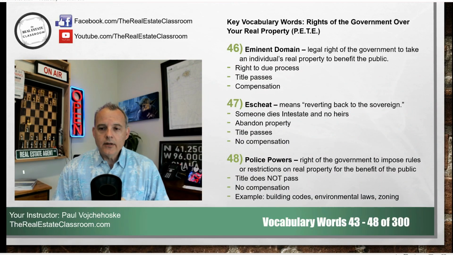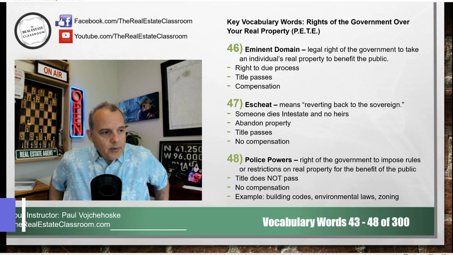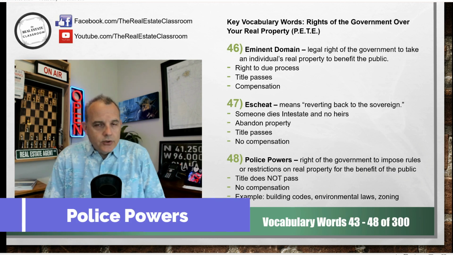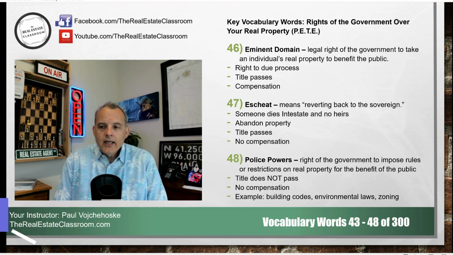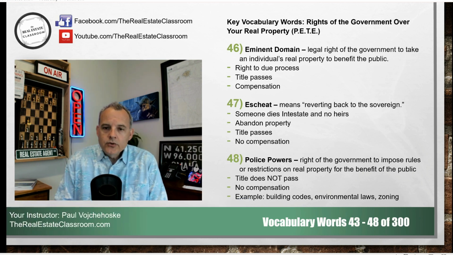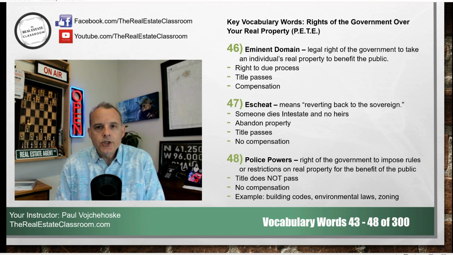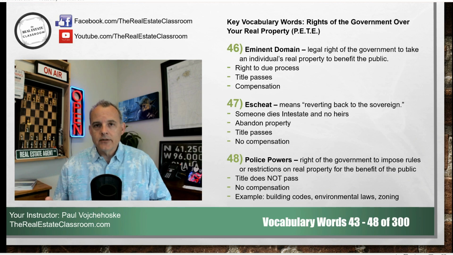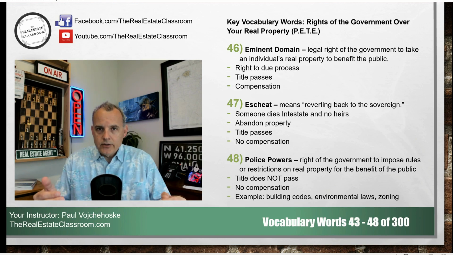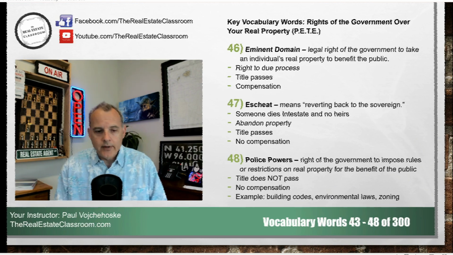Number 48 of 300 is police powers. Police powers is the powers bestowed to a government body, whether it's local, state, or federal. And it's a way for the government to impose rules and restrictions on the property that you own. And again, those rules and restrictions have to benefit the general public. When we think of this, we think of things like building codes, zoning laws, environmental laws. Those are all examples of where a government entity has placed restrictions on someone's private property.